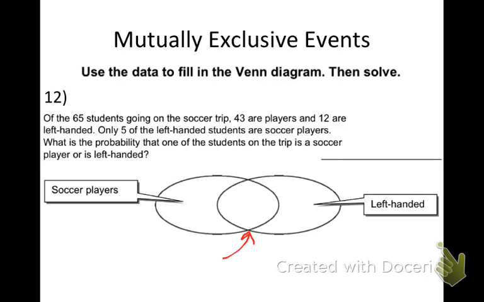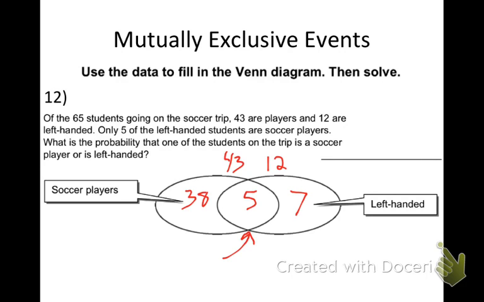So how many are shared? How many are players and left-handed? There are 5, right? Now, if you notice, we have 43 players and 12 left-handed. So this bubble right here has to represent how many? 43, right? So what does that outside bubble have to have then? 38. Right? Because 38 plus 5 would give me 43. Same on the right side. How many does this bubble have to represent? 12. So I have 5 on the inside, which means the outside has to be 7.